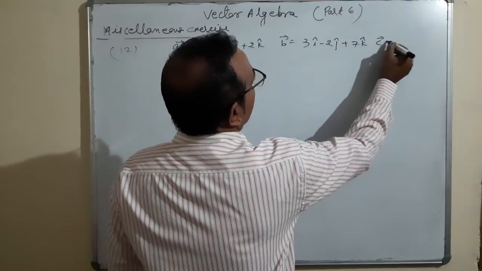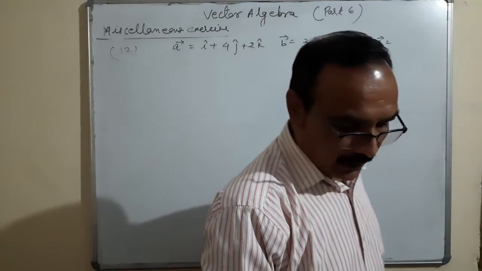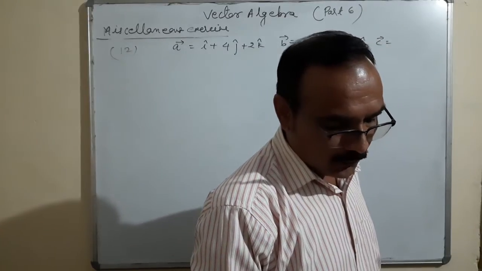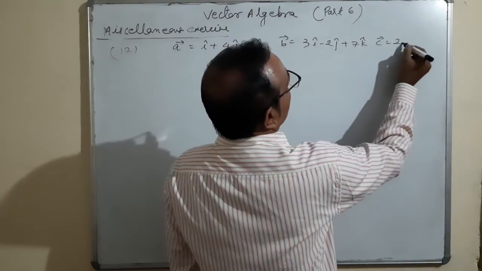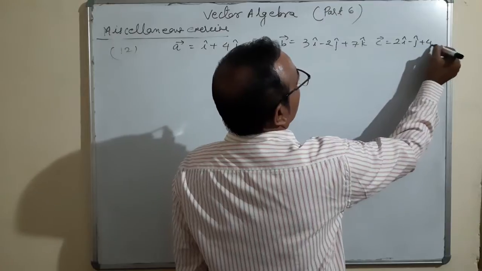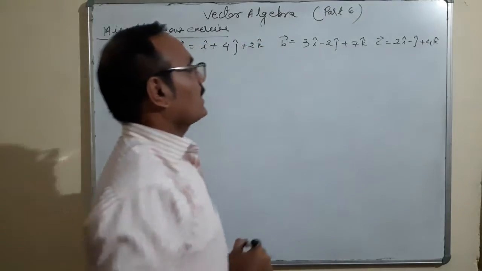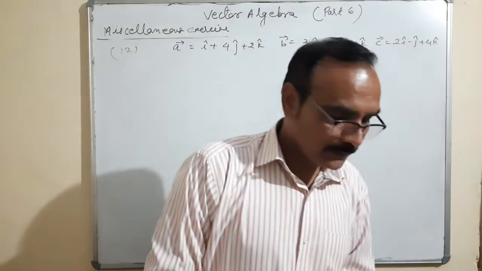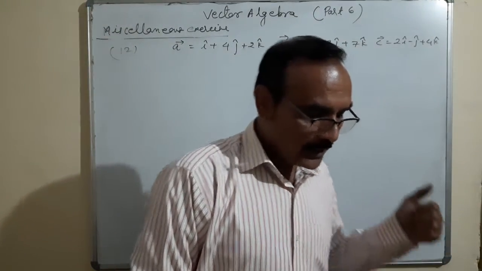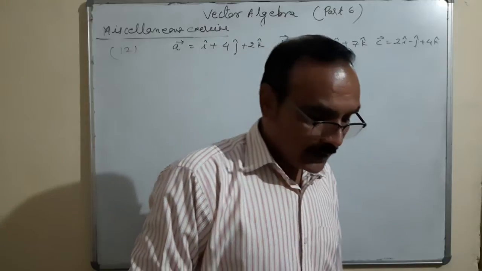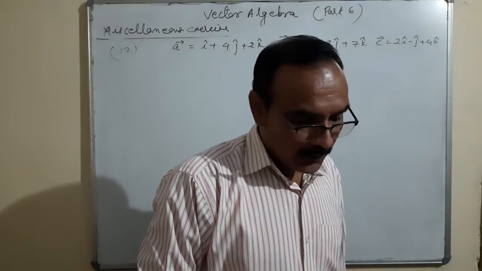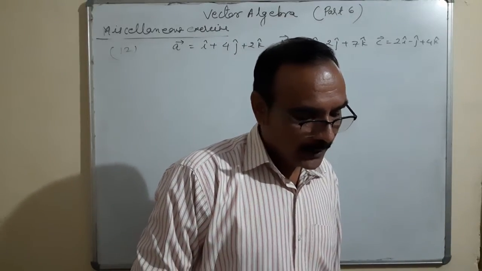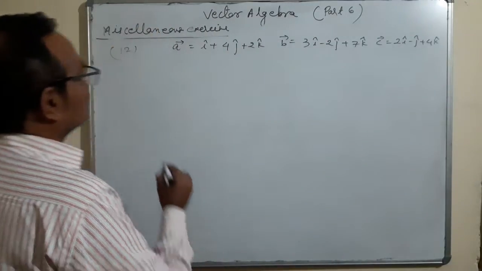And vector c is equal to 2i minus j plus 4k. Okay, these are 3 vectors given: a = i plus 4j plus 2k, b = 3i minus 2j plus 7k, and c = 2i minus j plus 4k. Find vector d which is perpendicular to a and b, and c dot d is equal to 15.